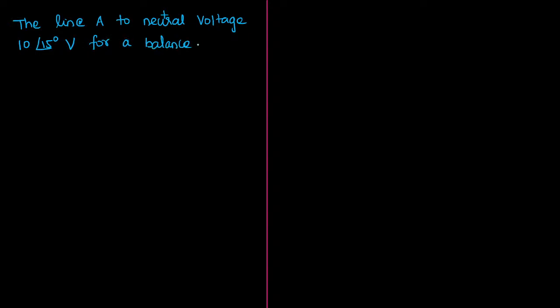The question given is the line A to neutral voltage. They have given a voltage. The line A to neutral voltage is given as 10 at an angle of 15 degree. This is voltage, in volts, for a balanced three-phase star connected load.